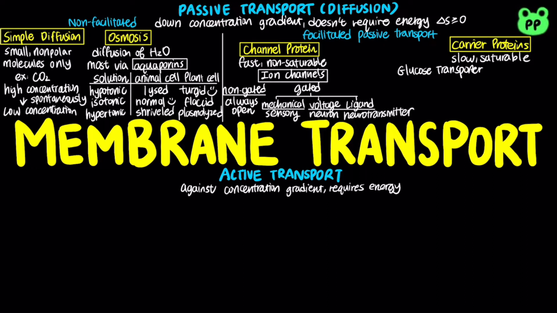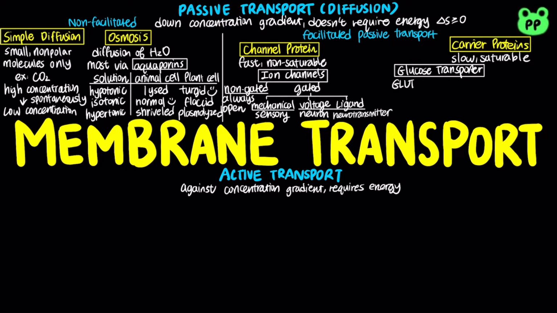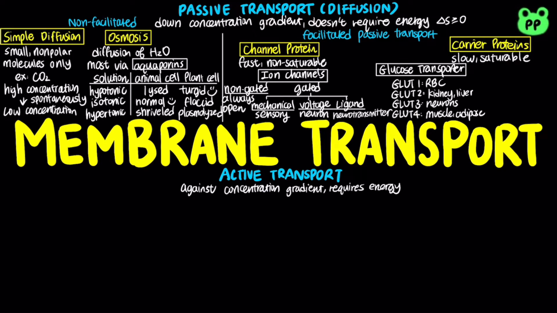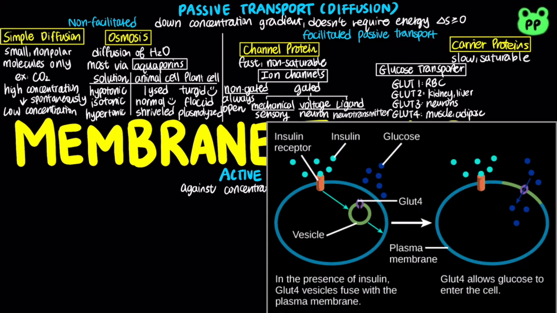Examples of passive carriers are glucose transporters, abbreviated as GLUT. There are four types of glucose transporters. GLUT1 is mainly expressed in the red blood cell. GLUT2 is mainly expressed in the liver, pancreas, and kidney. GLUT3 is mainly expressed in neurons. GLUT4 is mainly expressed in muscle and adipose tissues. These glucose transporters are differentially regulated. Only GLUT4 is activated by insulin, increasing glucose uptake of adipose and muscle and decreasing blood glucose concentration.